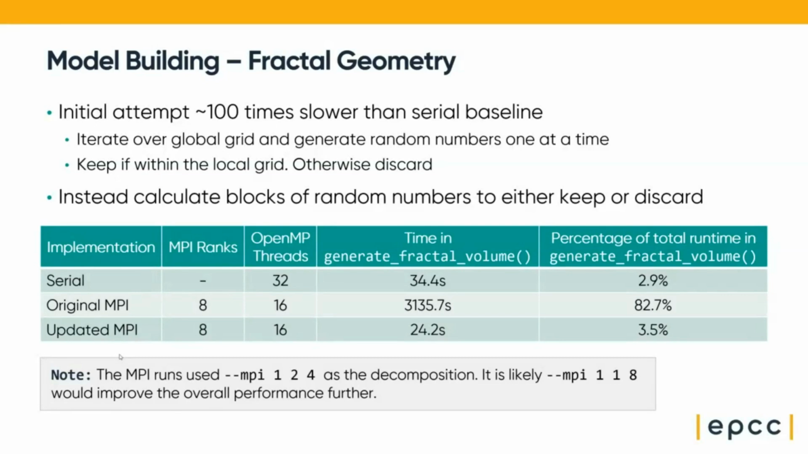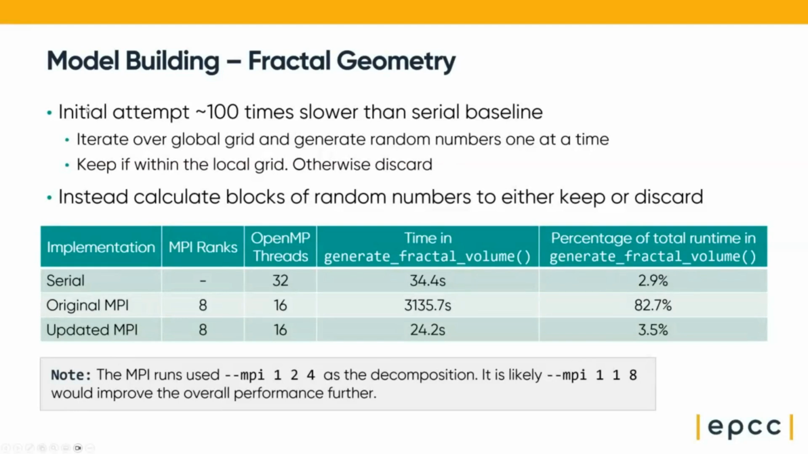Just when we were looking at how this performed in general, I found my initial attempt was around 100 times slower than the serial baseline, which was fun. Basically it was iterating over the whole grid, and at each point it was generating a random number and then deciding whether to keep it or discard it. And particularly when you do that in Python, you're using a very efficient NumPy random number call, pulling it hundreds of thousands or millions of times from Python, which is very slow.